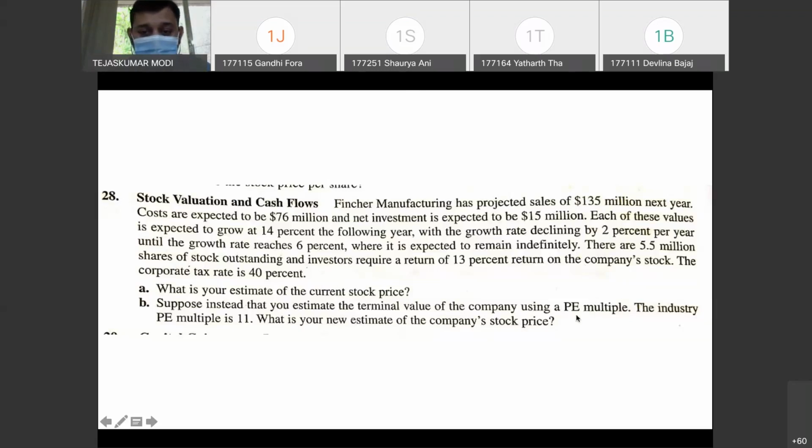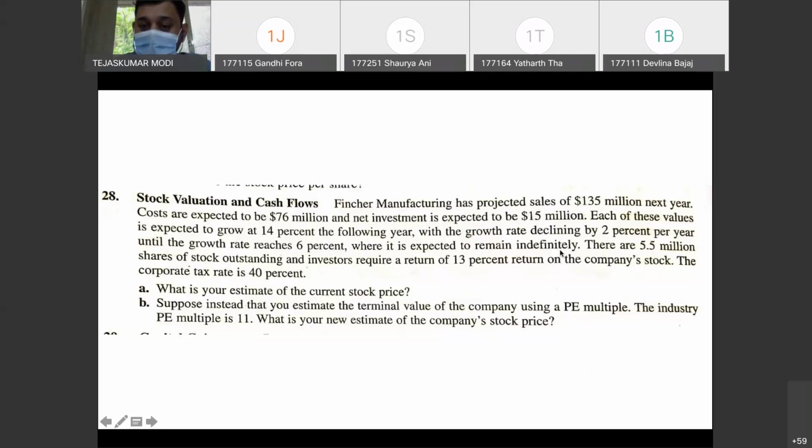Yes. So 135 million is the revenue, 76 million is the cost, and the investment is also given. Please focus on this, because a lot of students were asking me how do we know the future, because the value comes from different departments. So based on the data available in this case, each of these values is expected to grow at 14 percent the following year, with the growth rate declining by 2 percent per year until the growth rate reaches 6 percent, where it is expected to remain indefinitely.